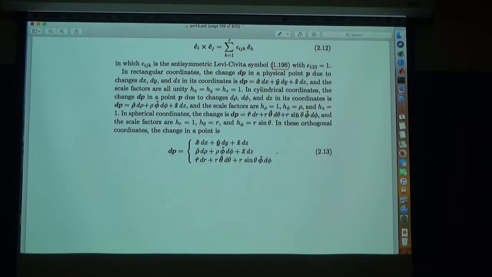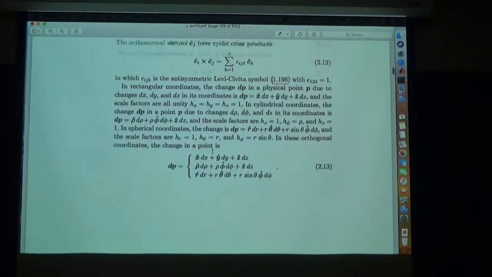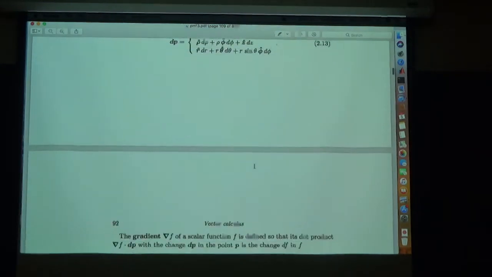Actually, it's r sine theta d phi. Anyway, so the scale factors in the spherical coordinates are 1, r, and r sine theta. And so these are the coordinates, and these are the standard coordinates we use all the time.